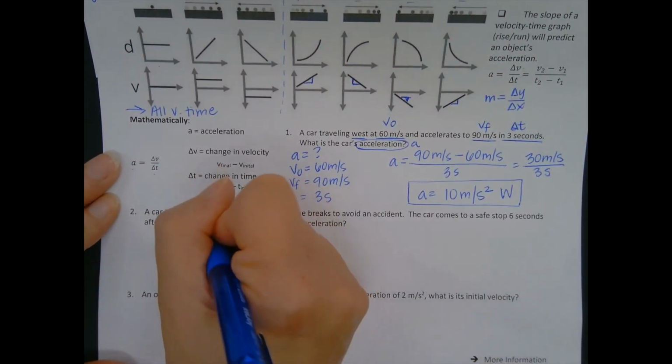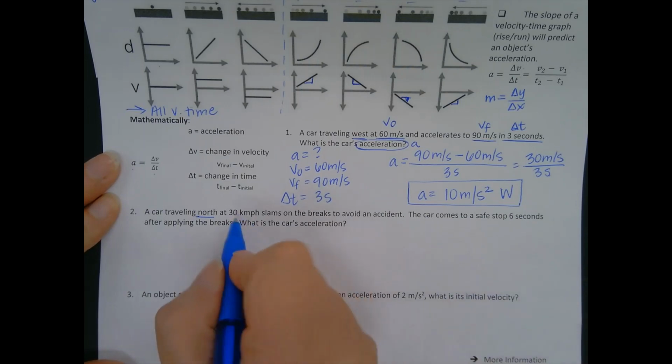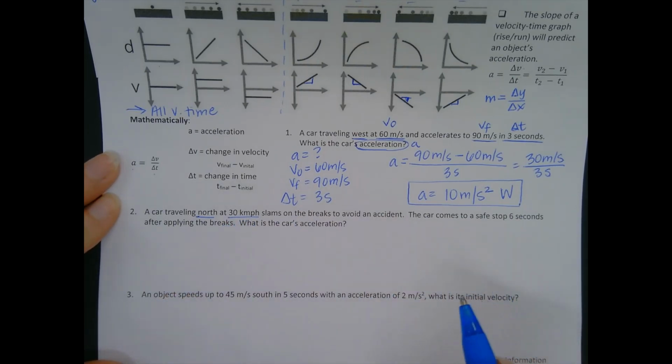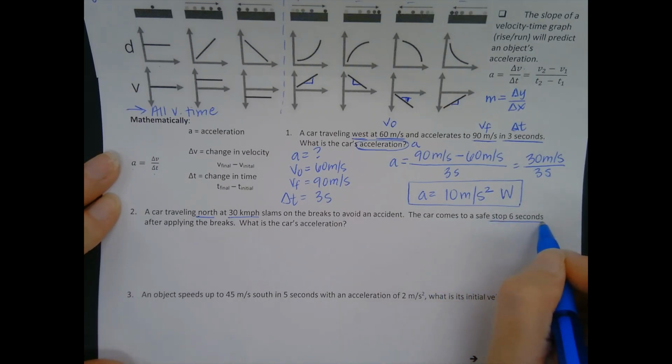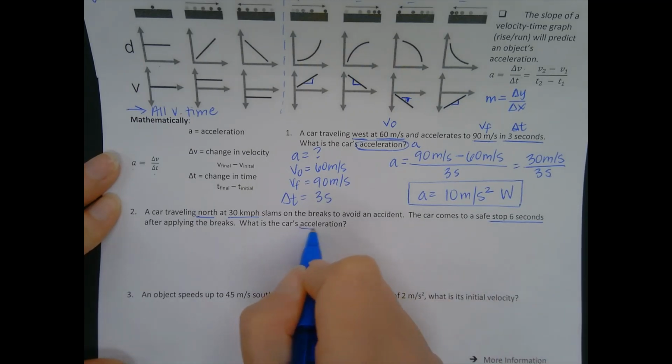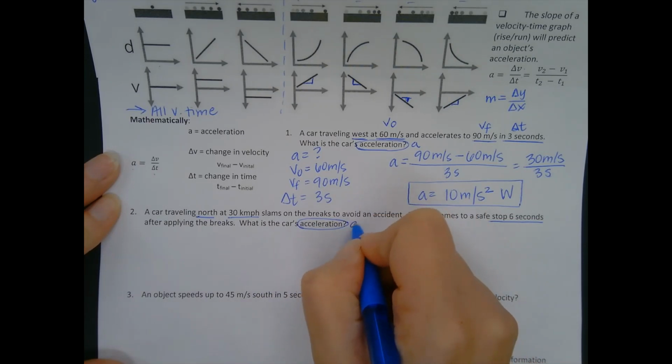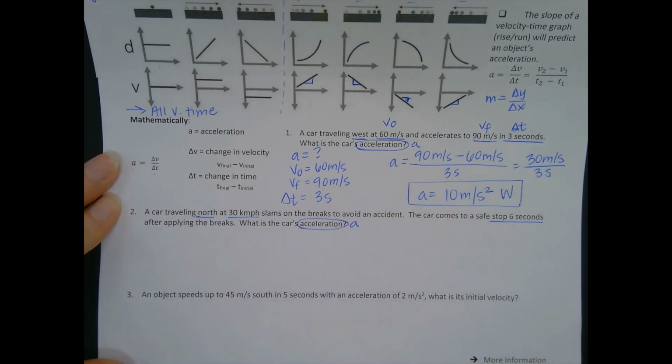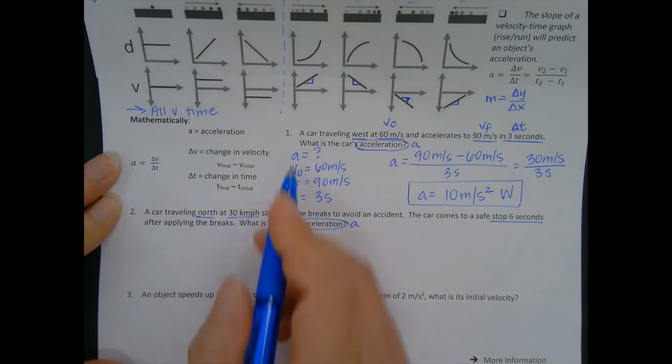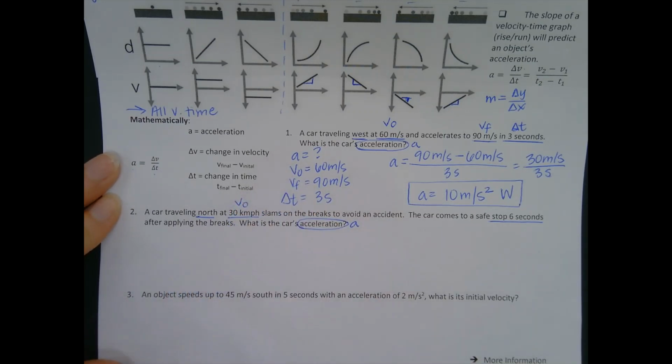A car traveling north, that tells me a direction, at 30 kilometers per hour slams on the brakes to avoid an accident. The car comes to a safe stop at 6 seconds after applying the brakes. What is the car's acceleration? Okay, so I know that I'm looking for acceleration again, so I'm going to put an A next to it. I have a direction. This 30 kilometers per hour is my initial velocity. And I know it's my initial velocity because of how the question is written, okay?